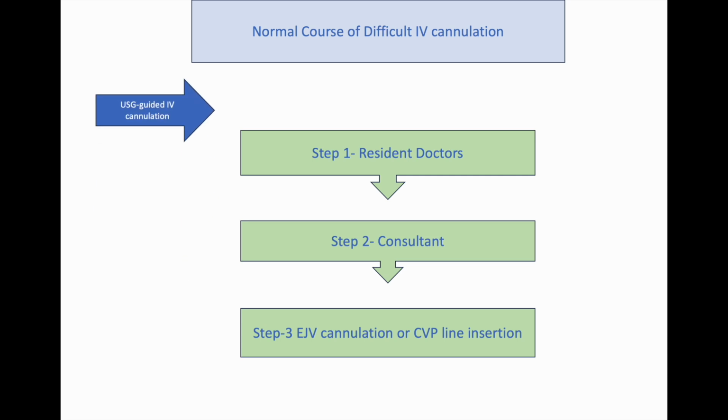What if you use the USG for IV cannulation? You find that veins are not clearly visible for insertion of an IV cannula. That is the step before step 1. Or you can use the USG after step 1, where you find that all veins are thrombosed and it is not an easy task to put the IV cannula.